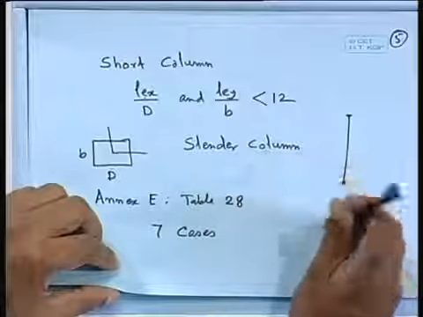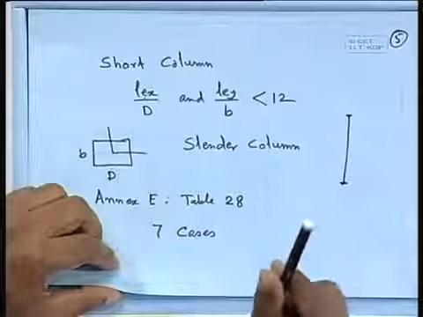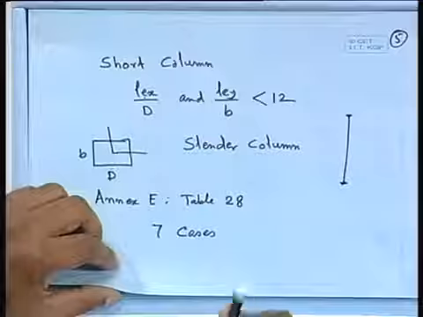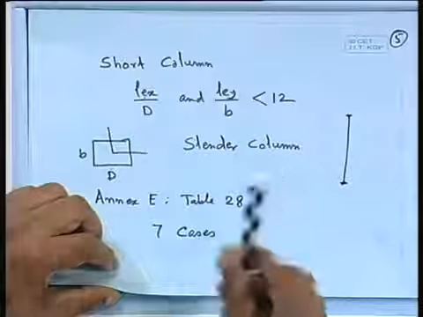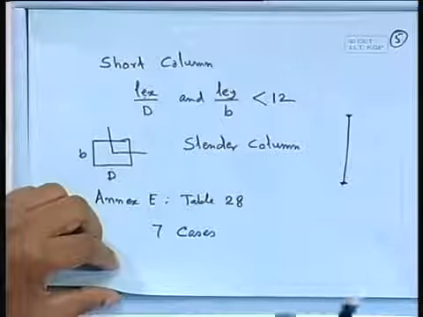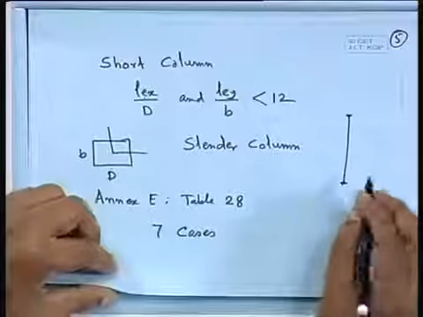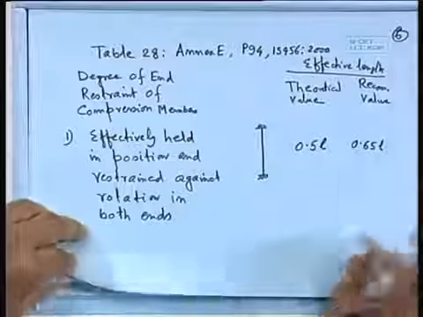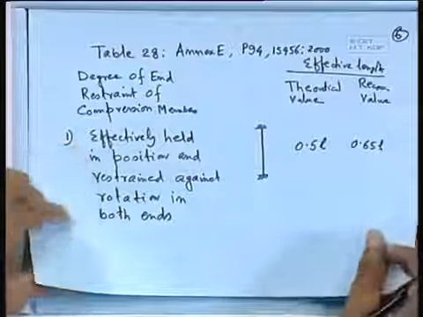Sometimes it happens that one column is extended up to the second floor level, not up to the first floor level. There is a gap, so then it becomes a long column. So now you know what the effective length is. Let us complete this one, then, and look at the other cases.